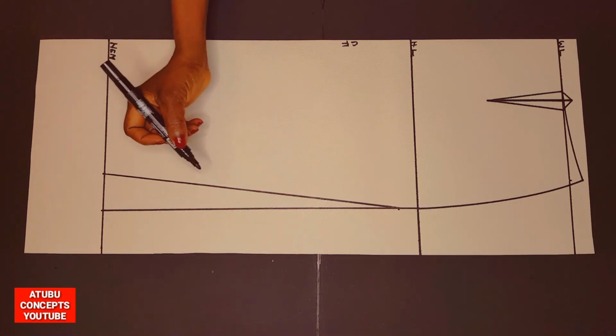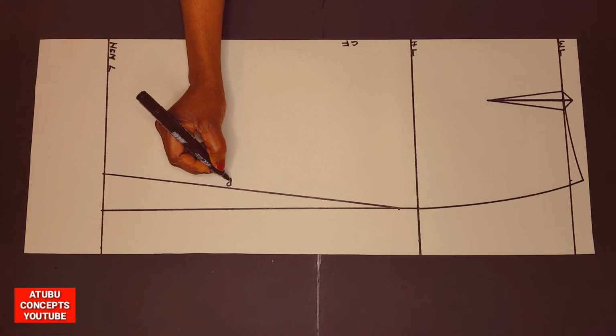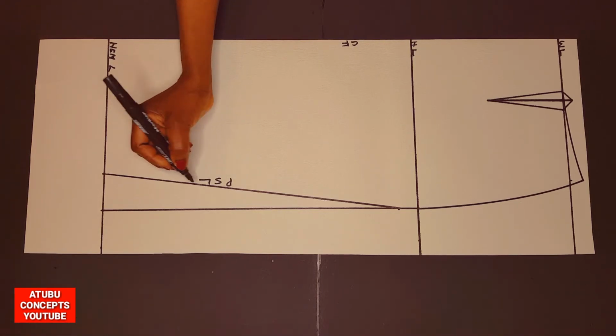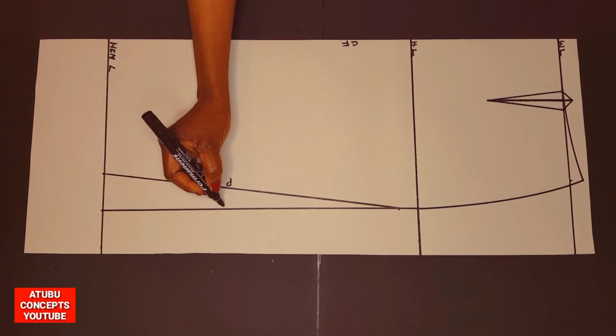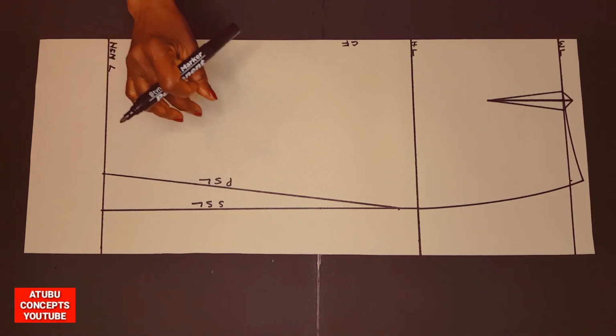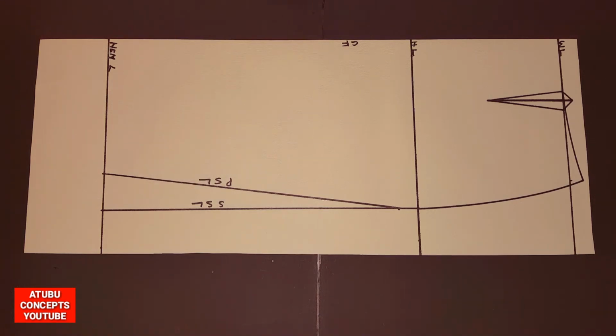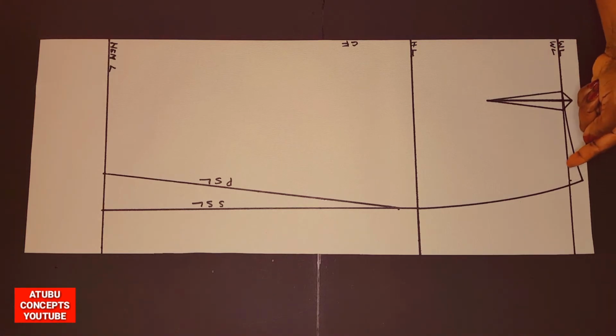Yes, this line now is the pencil skirt line. Then this one is the straight skirt line. I just want to label the 2 lines so that you know which is which. Whenever you want to create a pencil skirt or a straight skirt, you no longer need this line. This is our new line now. I think I'm done with the front block.